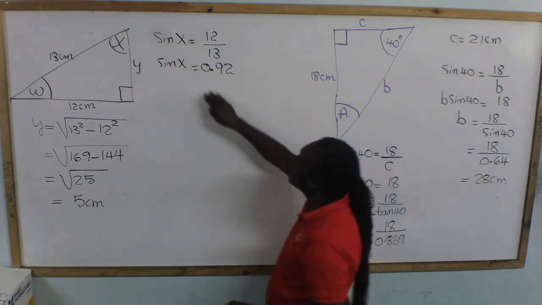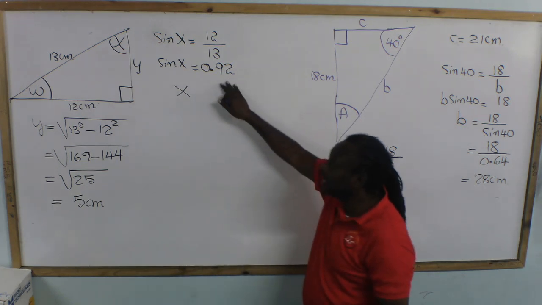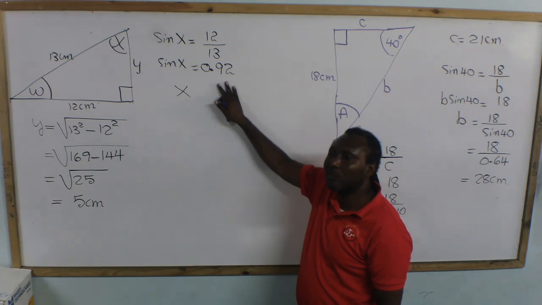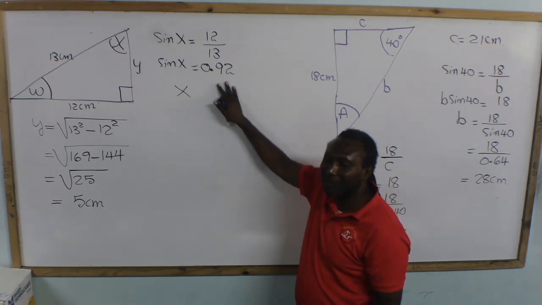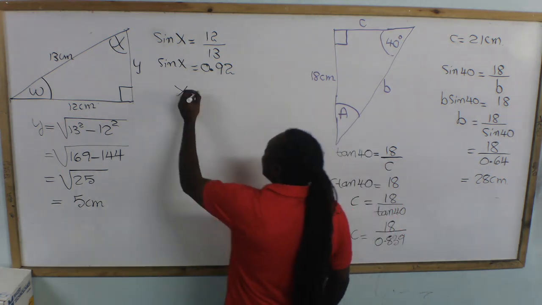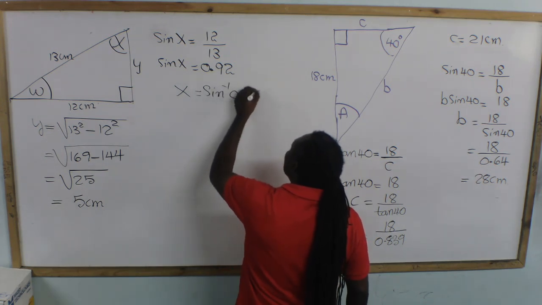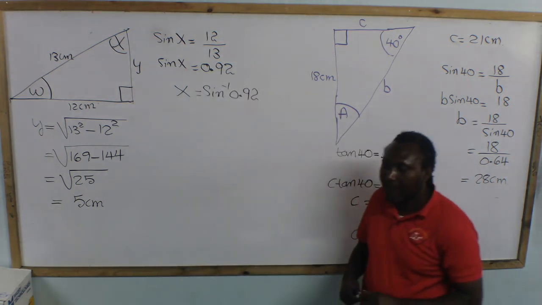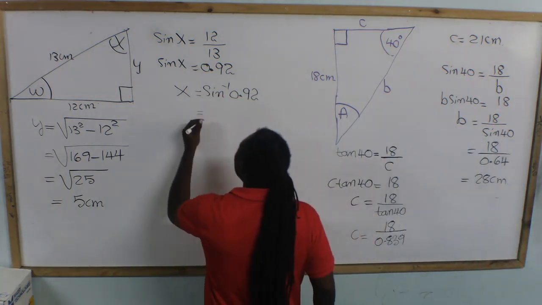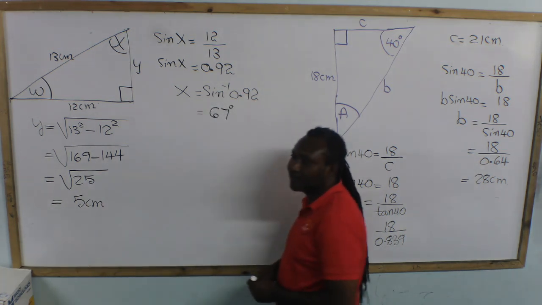So what do you get? Sine of x is equal to 0.92. Because what you have here is the sine of the angle, and you need to find the angle, you have to do the reverse of taking the sine, which is taking the sine inverse of the figure. So x is equal to sine inverse 0.92. What do you get? That's equal to 67 degrees, say, right?